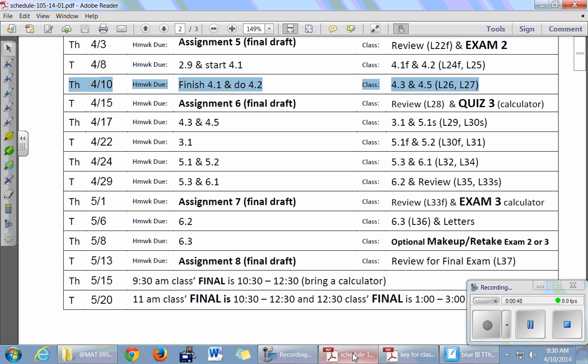Finishing 4.1 and 4.2 is the homework. We're going to do 4.3 and 4.5 today, but that's not due until the day after the quiz, right? Other questions on the calendar?